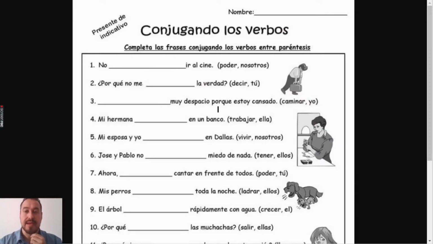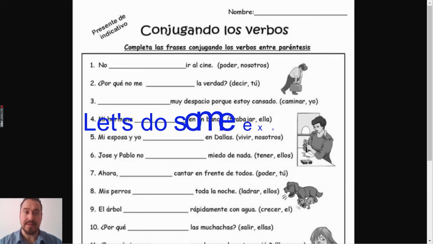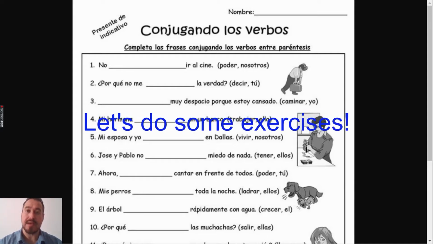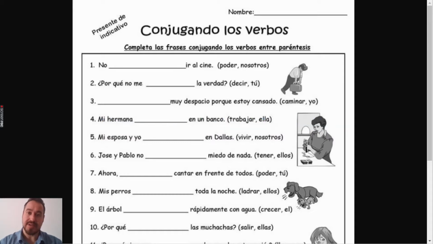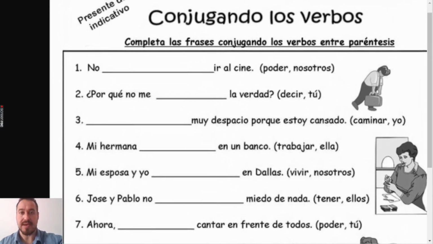Muy bien, aquí estamos haciendo un ejercicio de verbos. Vamos a empezar con verbos en presente indicativo. So I said we're going to start doing present indicative verbs. So you have the verb between brackets, and next to the verb you got the pronoun. So let's start with the first one. Let me zoom in a little bit. There you are.